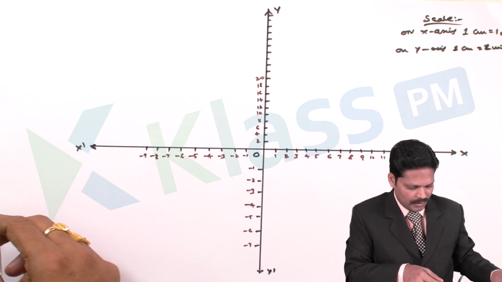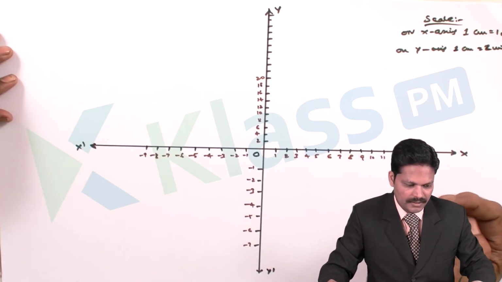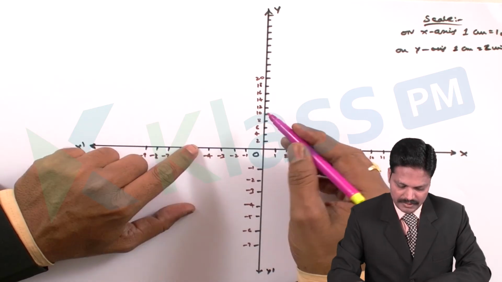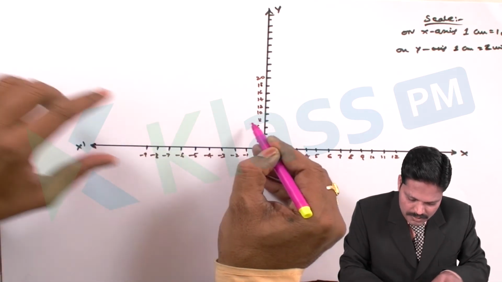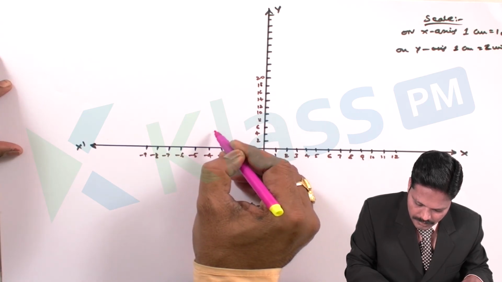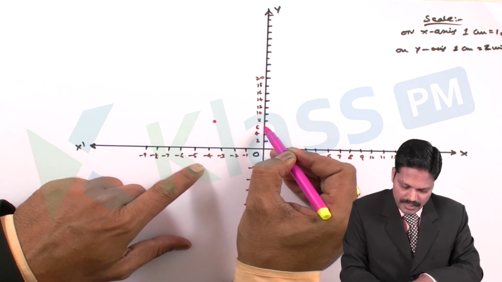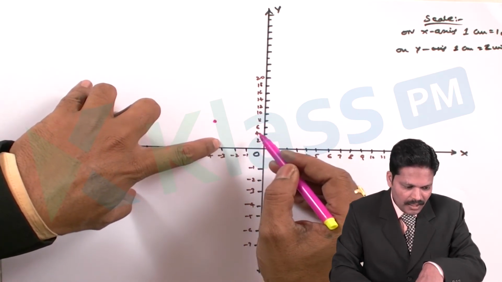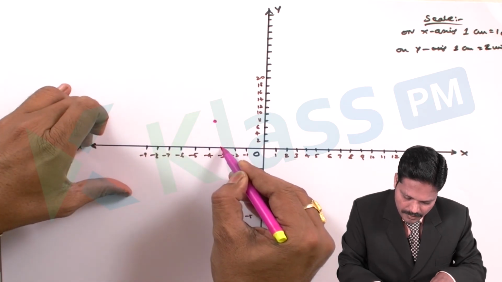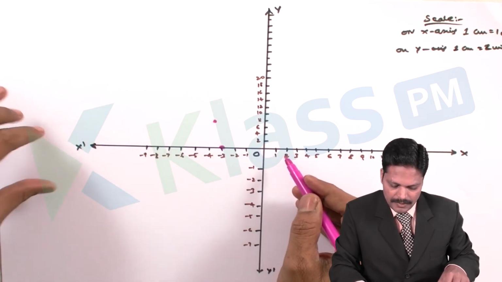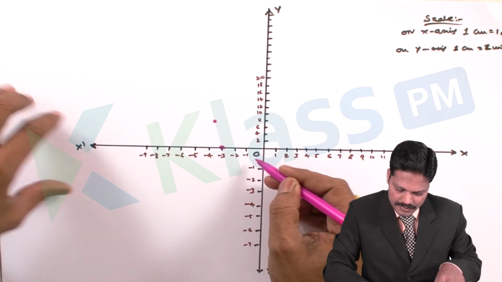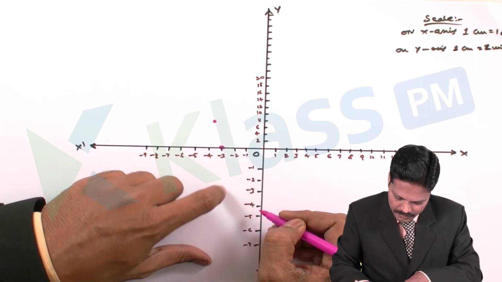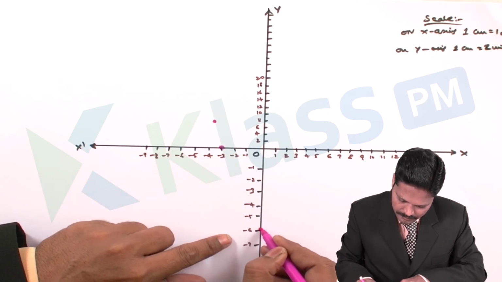How should we represent the values here? I'm taking the value here: x is minus 4, and the value is 8. So this line indicates minus 4 and 8. Coming to minus 3, we have 0, which means that point will come on the x axis. And coming to minus 2, we have minus 6, so minus 2, minus 6 means we have the point here.